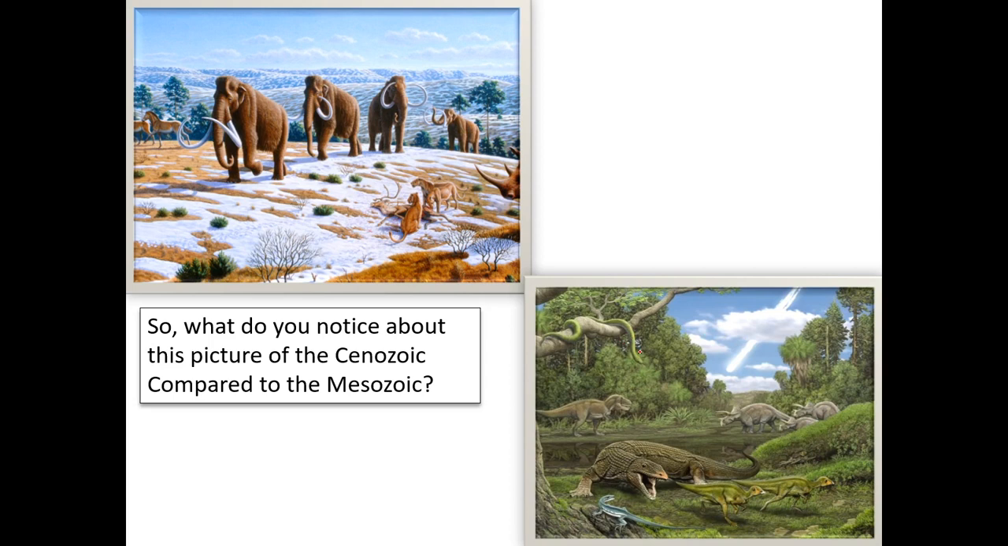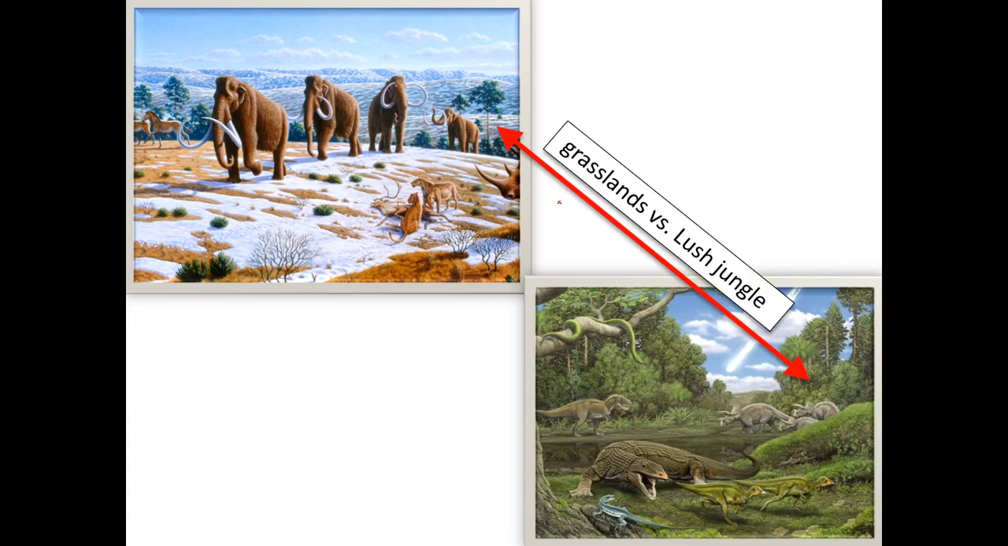So what do you notice different about these two pictures? Here's the Mesozoic down here, here's the Cenozoic. What is different? For one thing, you'll notice right away that instead of lush rainforest-type jungles, we're looking more at grasslands and little temperate forests.